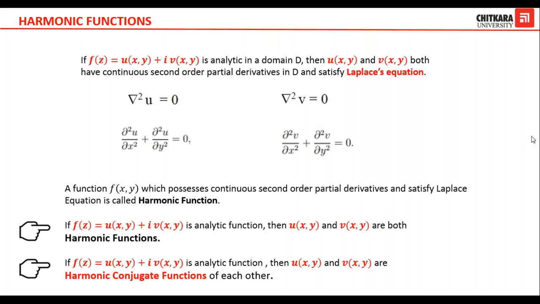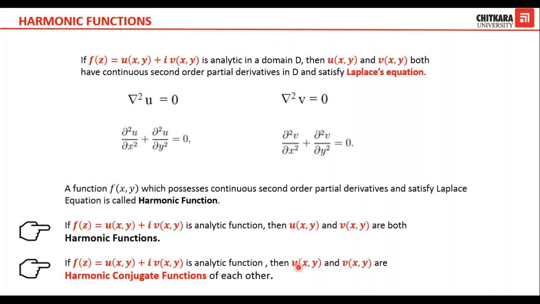Any doubts in this particular slide? Harmonic functions, what are harmonic functions, and what are harmonic conjugate functions? Any doubts in this particular slide? Okay. Conjugate is just a terminology used. U and V are both harmonic functions, but we will say that U is the harmonic conjugate of V and V is the harmonic conjugate of U.